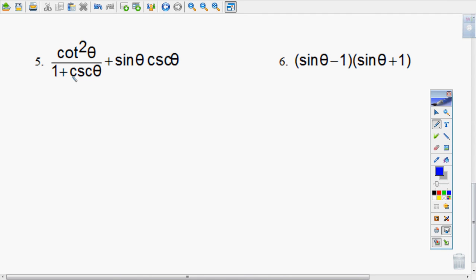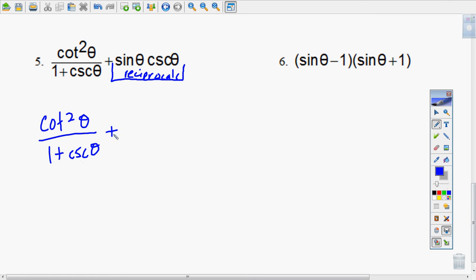All right, so we have cotangent squared theta over 1 plus cosecant theta. There are multiple ways of approaching this. The first thing I would do is always do the easiest thing you can see. Well, again, what is their relationship? Reciprocal. So I know that this becomes cotangent squared theta over 1 plus cosecant theta plus 1. We agree with that?